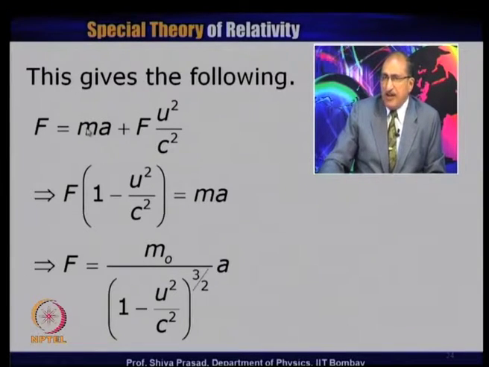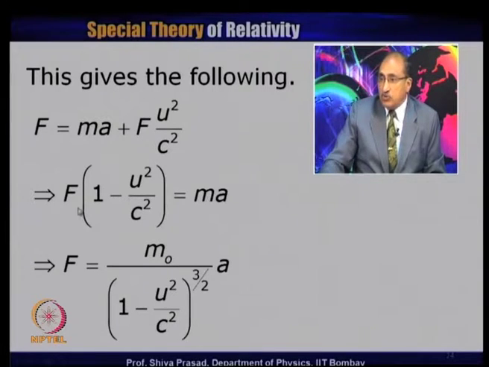So, this is the expression which I had written earlier, F is equal to ma plus F multiplied by u square by c square. This term is taken on the left hand side. I take F common, I get F multiplied by 1 minus u square by c square must be equal to ma. This particular quantity here I can divide by here. Remember, this m is also gamma u m naught.